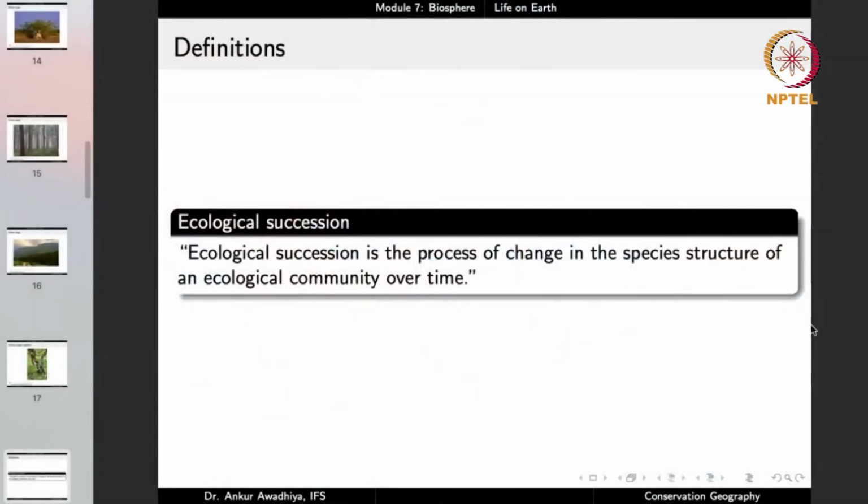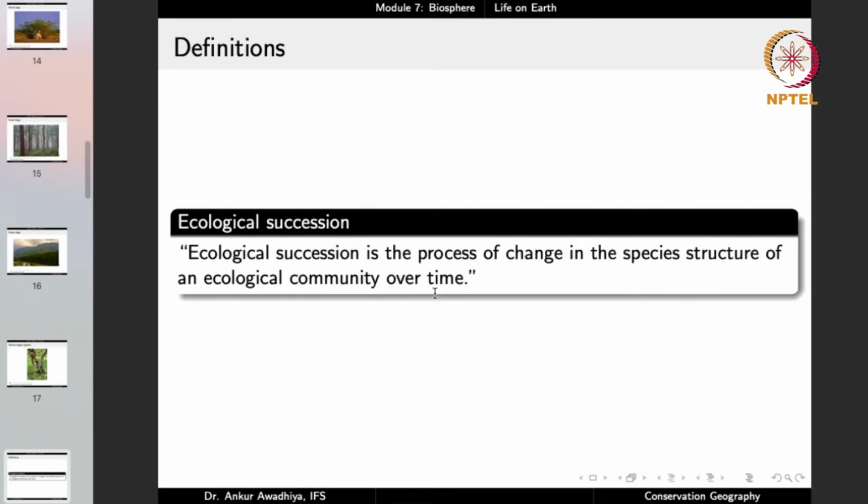And so this is an ecological community, because we have a large number of species that are living together and they are interacting with each other. They are dependent on each other. So ecological succession is the process of change in the species structure of an ecological community over time.